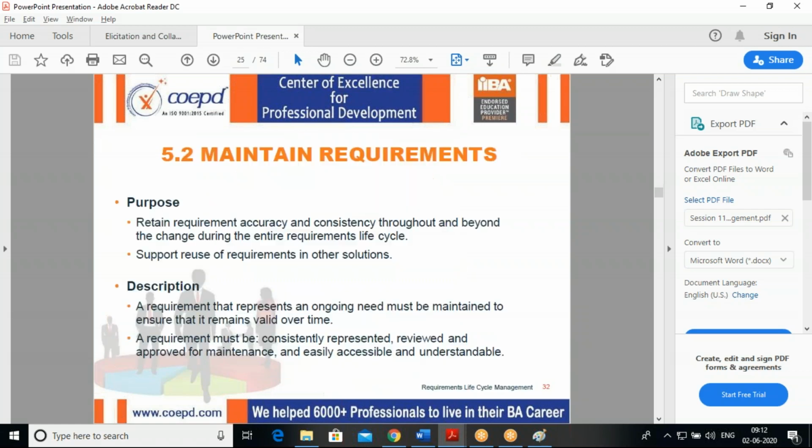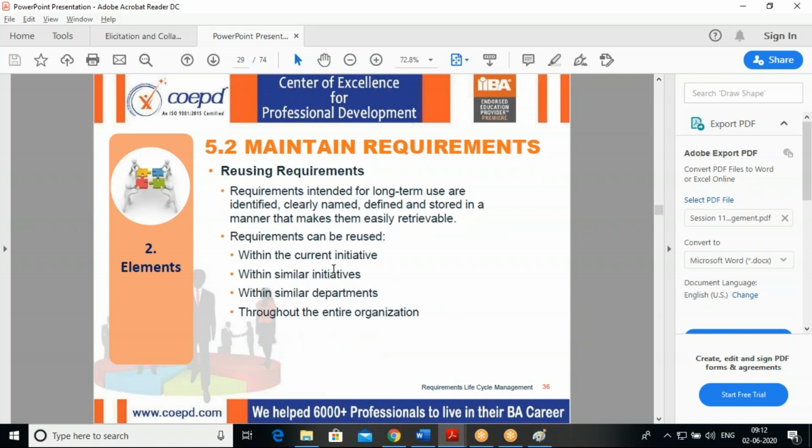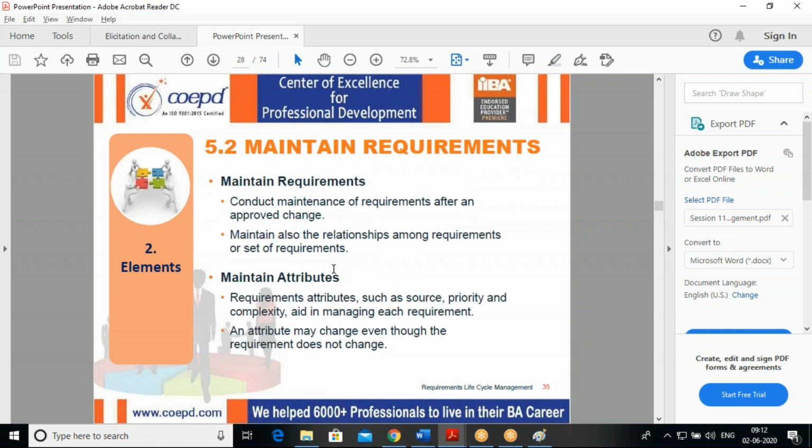And after that, you maintain the requirements. For maintaining the requirements, once again, the outputs would be requirements and designs only. The previous input only will be the input here. Here we have to understand how you are going to maintain a requirement. Maintaining a requirement means if a change is going to happen, how this change can be induced in this particular requirement, where it is going to be tagged. So you need to understand it. And maintain also the relationship among the requirements and the set of requirements.